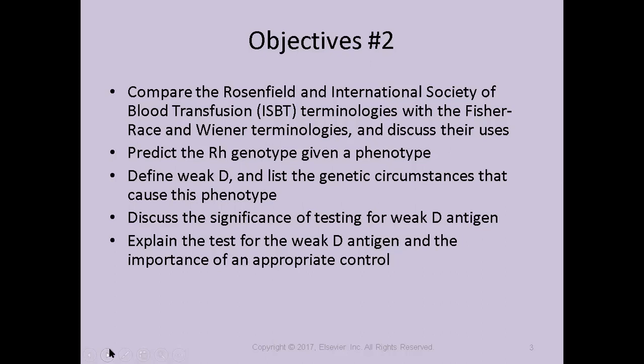Predict the RH genotype given a phenotype. Define weak D and list the genetic circumstances that cause this phenotype. Discuss the significance of testing for weak D antigen, and explain the test for the weak D antigen and the importance of an appropriate control.